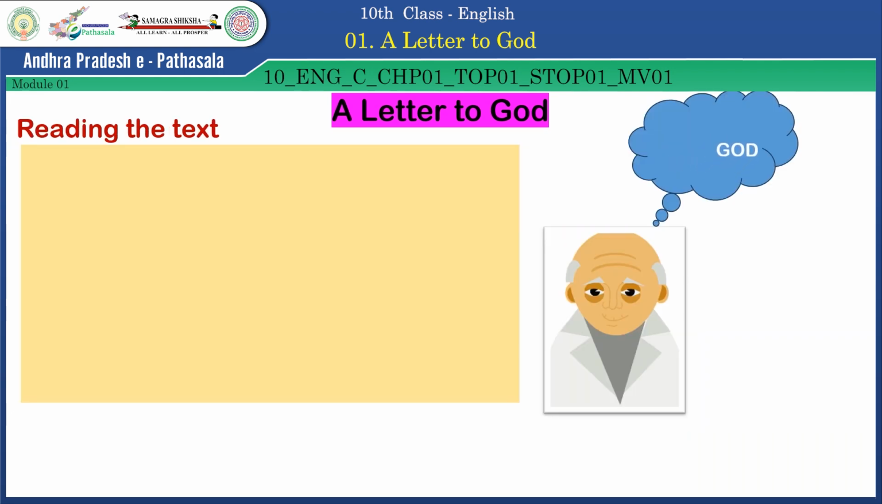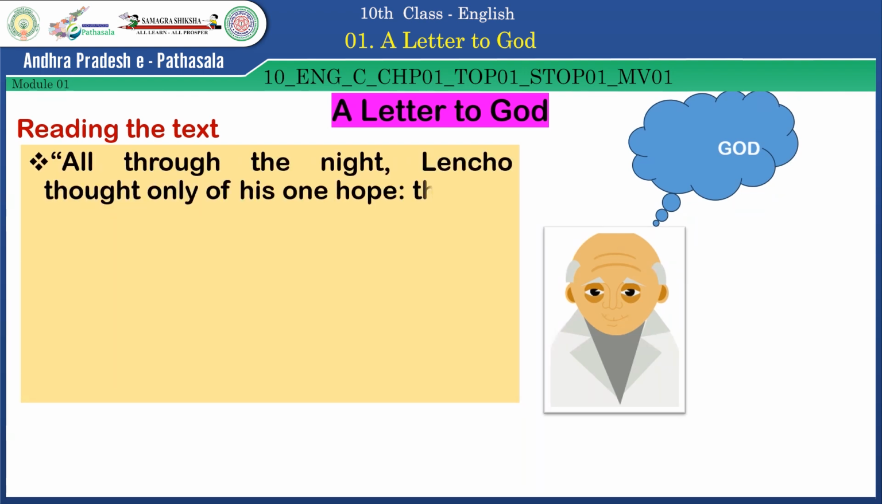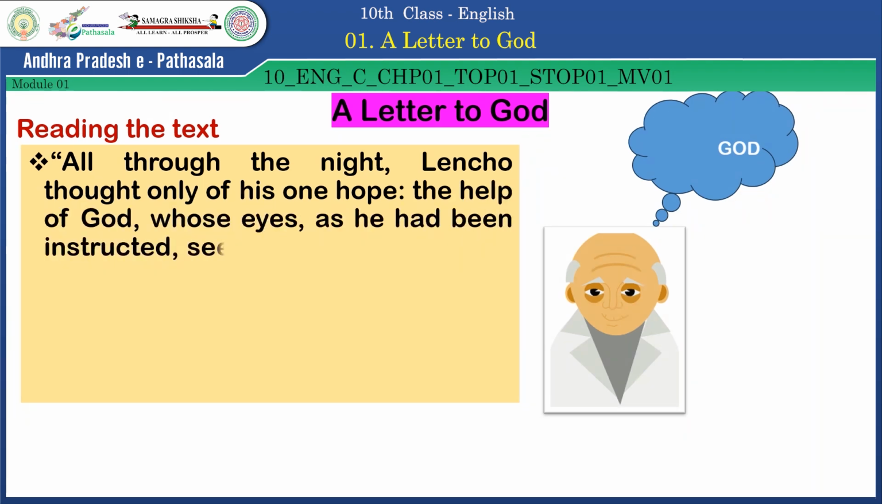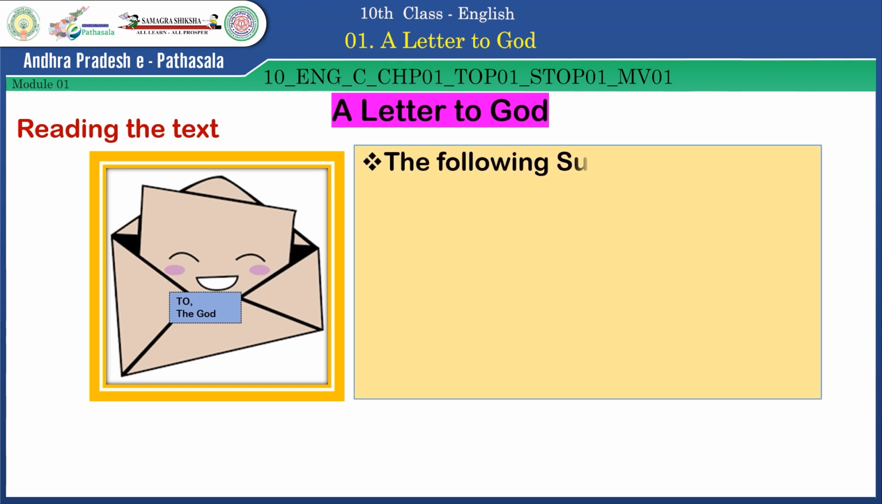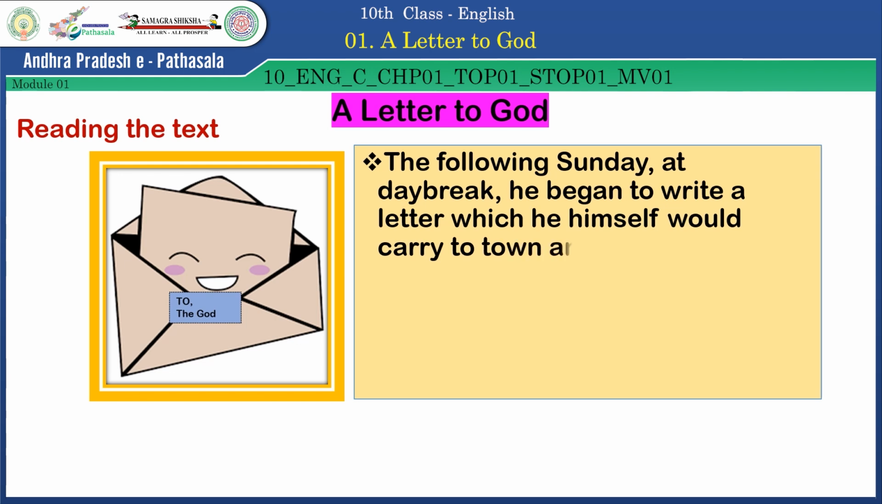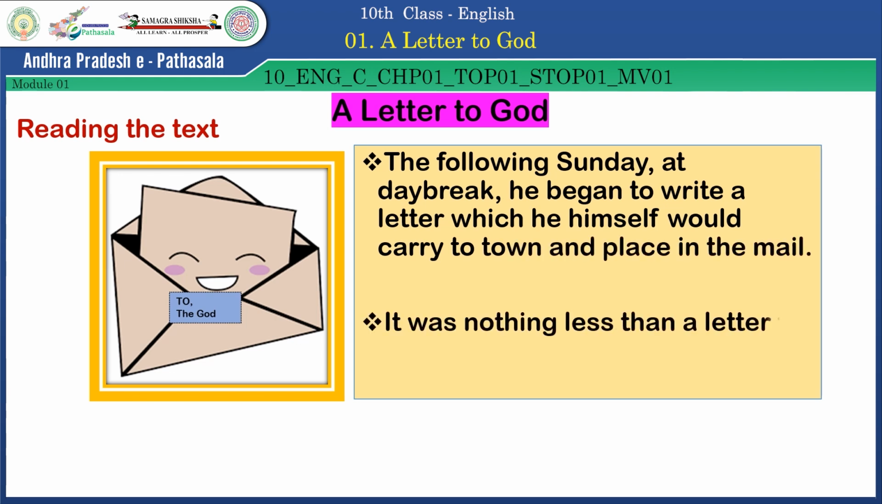Here is Lencho, thinking only about God. All through the night, Lencho thought only of his one hope, the help of God, whose eyes, as he had been instructed, see everything, even what is deep in one's conscience. That's what they say. No one dies of hunger. The following Sunday at daybreak he began to write a letter which he himself would carry to town and place in the mail. It was nothing less than a letter to God.